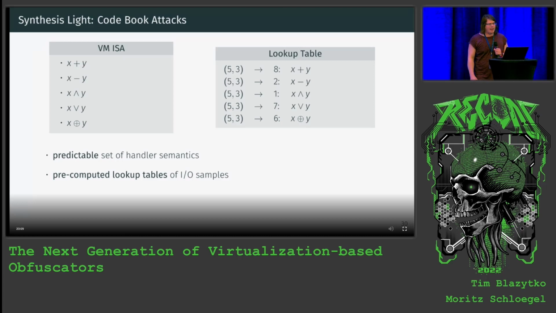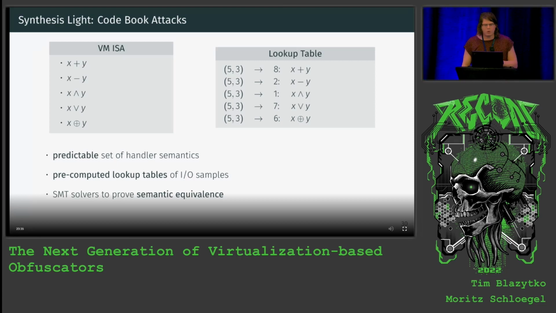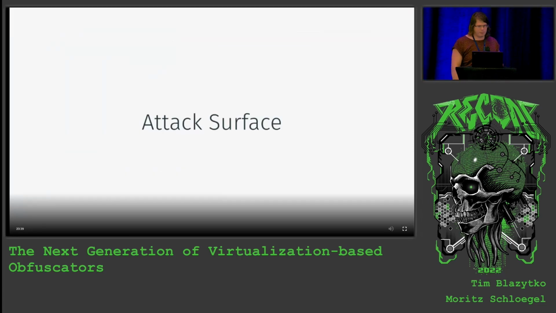Then we can just symbolically execute an obfuscated handler, I/O sample it, and look up the result in the lookup table. Once we find something easier, like finding that it's an addition, we can use an SMT solver to prove the semantic equivalence of our lookup table entry and the symbolic formula, to check if we really calculated it the same. And if so, we got the handler's core semantics.